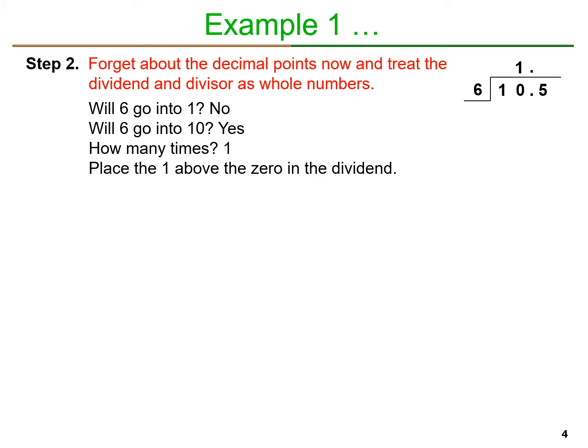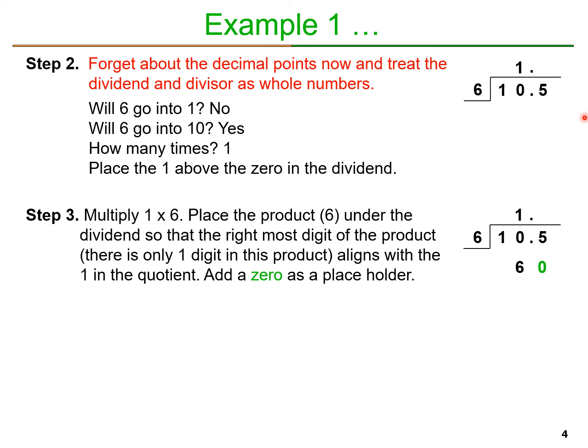In step 2, forget about the decimal points now and just treat the dividend and divisor as whole numbers. So look at the problem at this point as 105 divided by 6. Will 6 go into 1? No, 1 is less than 6. Will 6 go into 10? It most certainly will. How many times? 6 goes into 10 one time. Place the 1 above the 0 in the dividend.